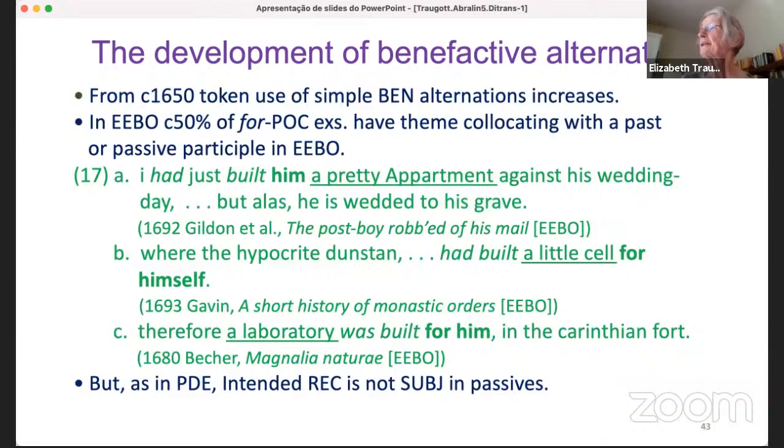What's interesting about that is that it's often noted that when you have a change, there will be a constraint on where it arises. It's a particular context in which it is preferred. And so, 17th century: "I had just built him a pretty apartment against his wedding day, but alas, he is wedded to his grave." So he never got that apartment. Someone intended him to get it, but he didn't. That was my example of the unfulfilled intention. "Where the hypocrite Dunstan had built a little cell for himself." So you get the alternation. And "a laboratory was built for him in the Corinthian port."